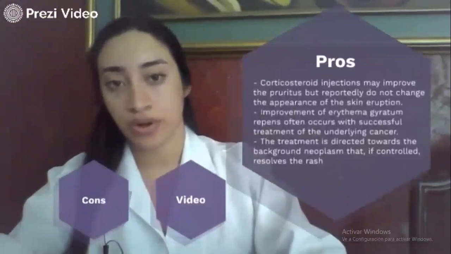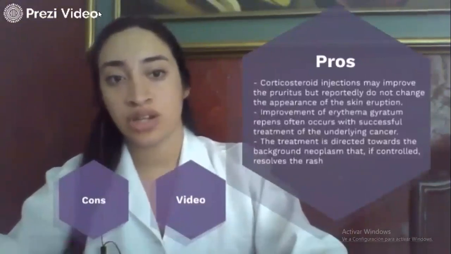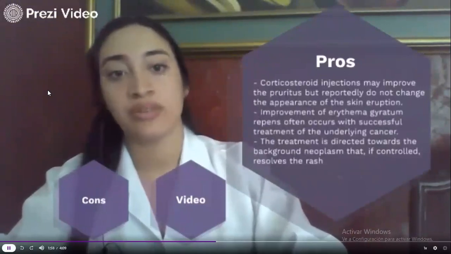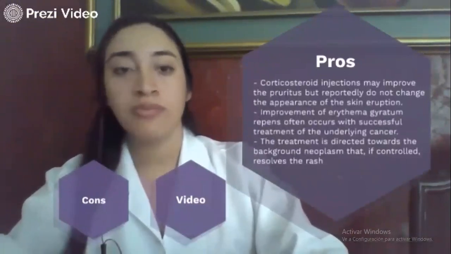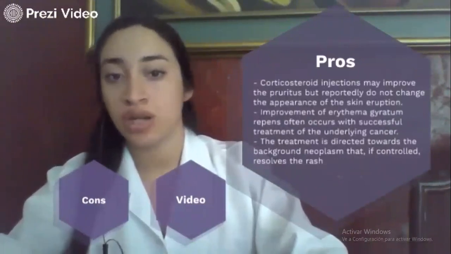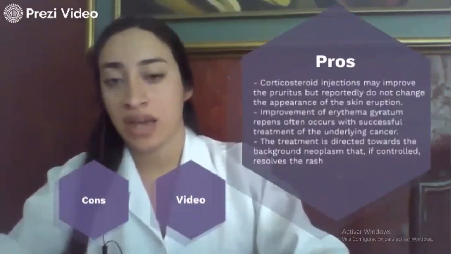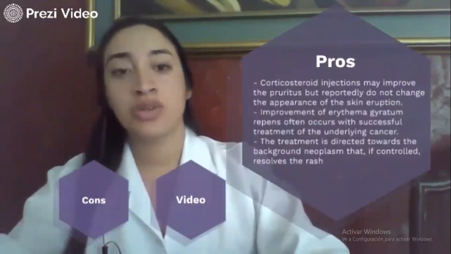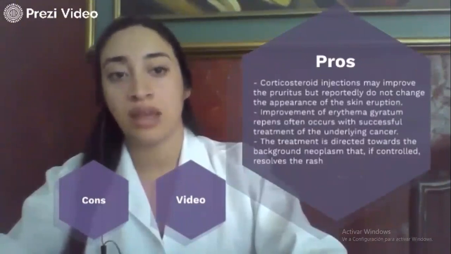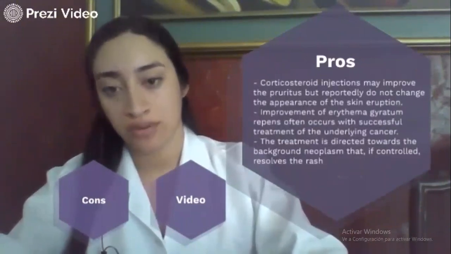Pros and cons. Pros. Corticosteroid injections may improve the pruritus but reportedly do not change the appearance of the skin eruption. Improvement of erythema gyratum repens often occurs with successful treatment of the underlying cancer. Also, the treatment is directed towards the background neoplasm that, if controlled, resolves the rash.